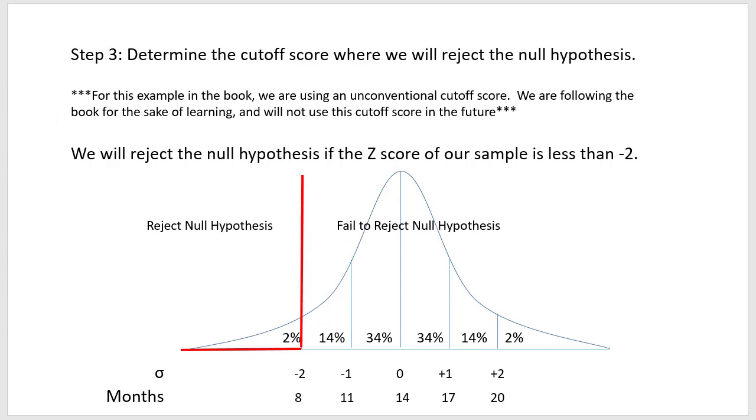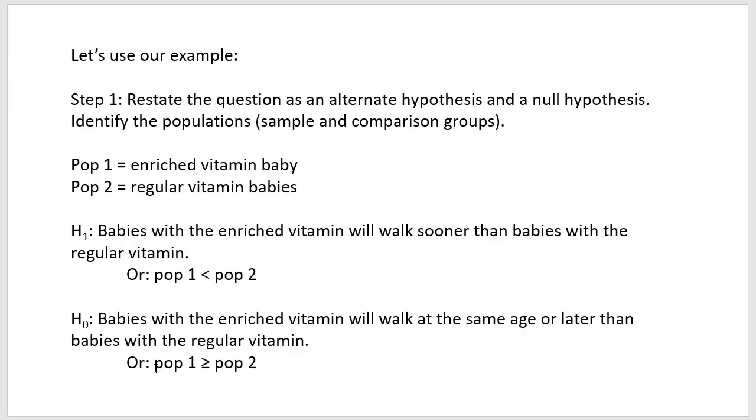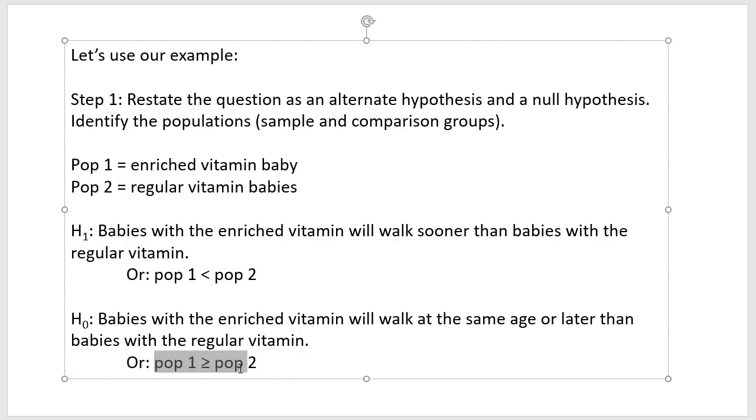Let me go back to the null hypothesis real quick. Our null hypothesis was that population 1 will be greater than or equal to population 2. What we're really saying here is, will our population 1 z-score, which is the z-score of the baby that walked at a particular age who took the vitamin, be greater than or equal to population 2, which is our cutoff score?